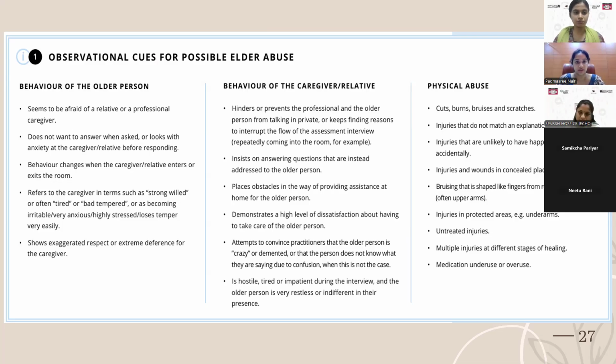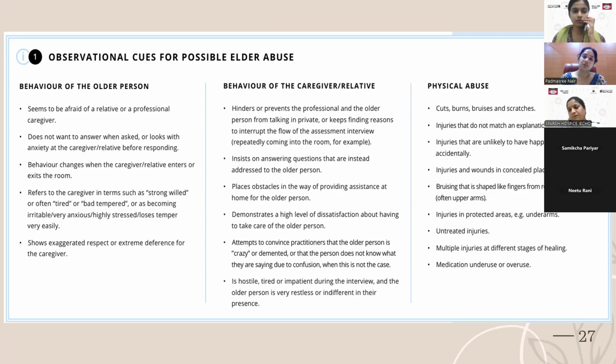If the caregiver isn't around and has just walked in, they may show a sudden change in their demeanor when the caregiver walks in. And many times, elderly people do try to cover up or justify the behavior by saying, my son is too strong willed or he's too tired from all the requirements that I have. That shows that they're trying to cover up the ill behavior that they're facing. Another thing is that they may show an exaggerated respect for the caregiver, again because they're afraid of being abused.